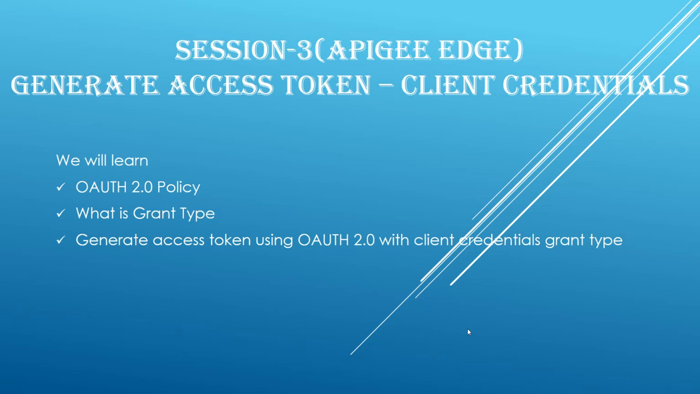Hi, this is session 3 of Apigee Edge course for beginners. In this session, we will learn about how to generate access token using OAuth 2 policy.